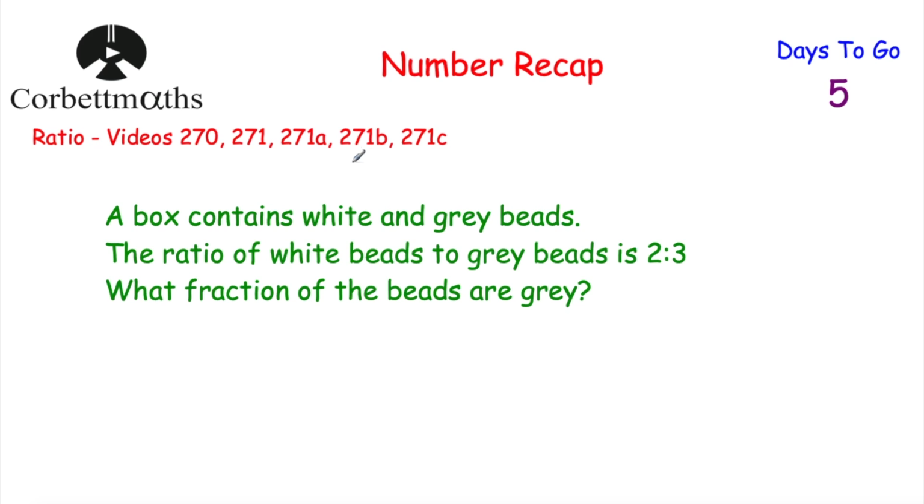So here we've got a box containing white and grey beads, and they're in the ratio 2 to 3. If we wanted to find the fraction of the beads that are grey, we consider the ratio: for every 2 whites there are 3 greys. So that means white, white, grey, grey, grey. And if we want to find what fraction of the beads are grey, we've got 3 out of 5. So if you add together the numbers in the ratio, that's what will go in the denominator. And the number for the one that you want, in this case the 3 for the grey, goes in the numerator, and that's it.